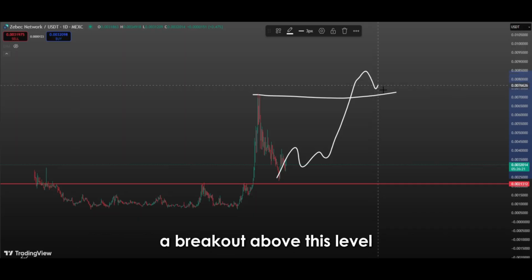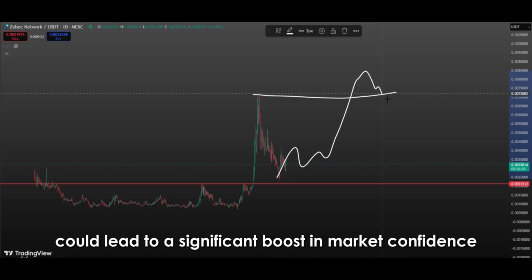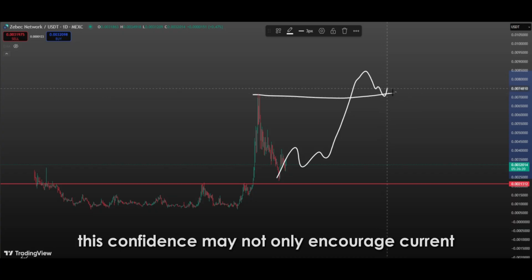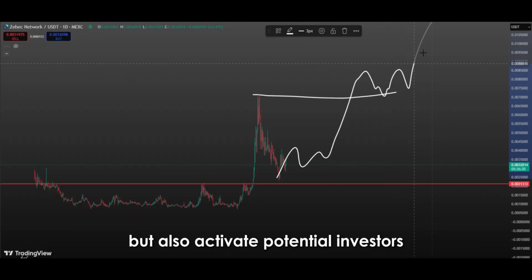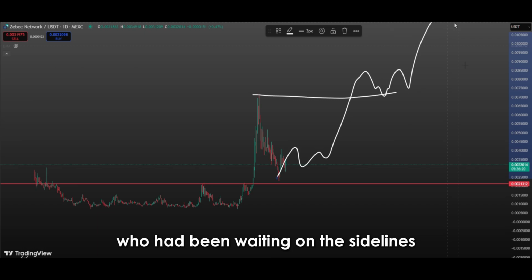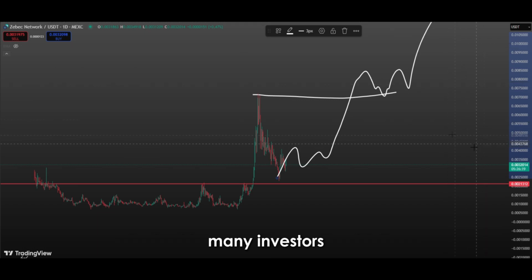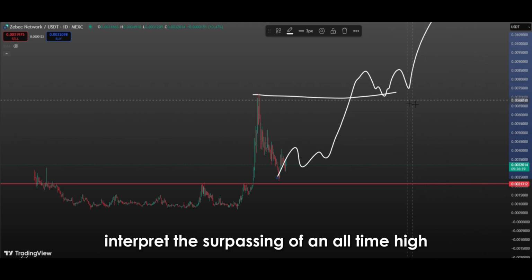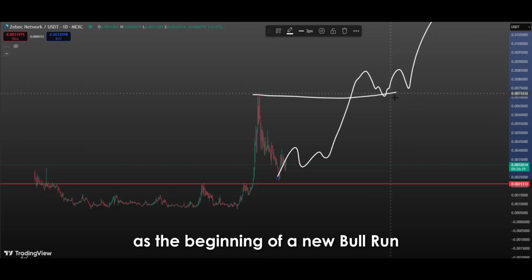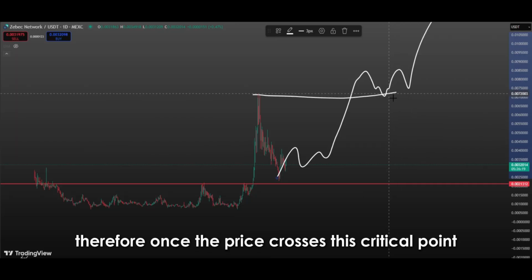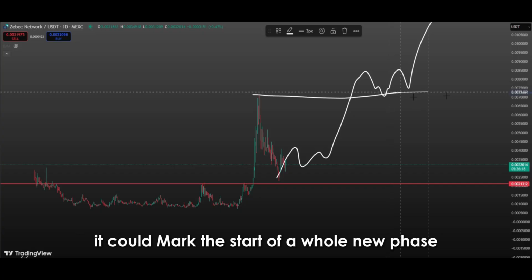A breakout above this level could lead to a significant boost in market confidence. This confidence may not only encourage current investors, but also activate potential investors who had been waiting on the sidelines. Many investors interpret the surpassing of an all-time high as the beginning of a new bull run. Therefore, once the price crosses this critical point, it could mark the start of a whole new phase in market structure.